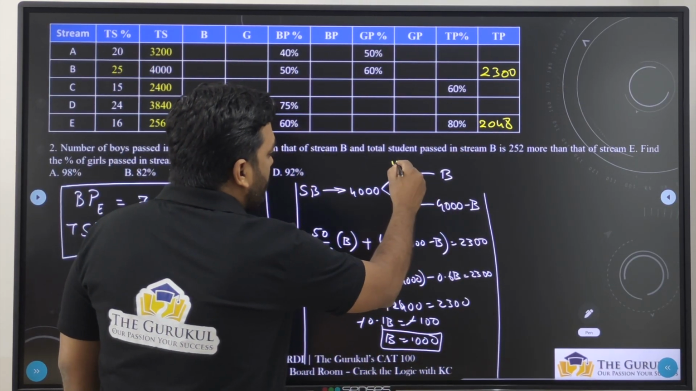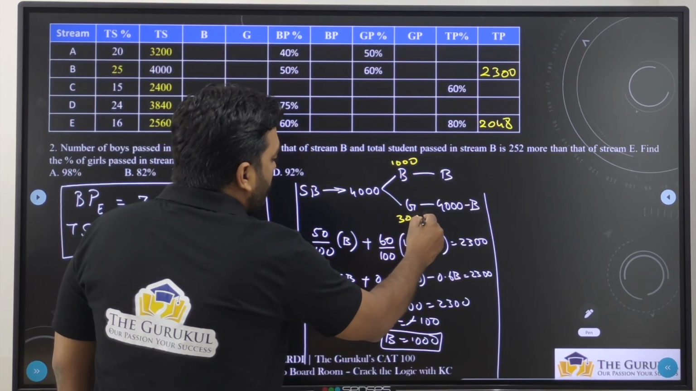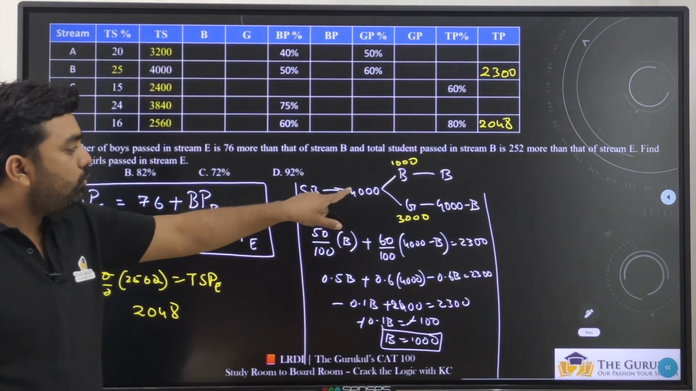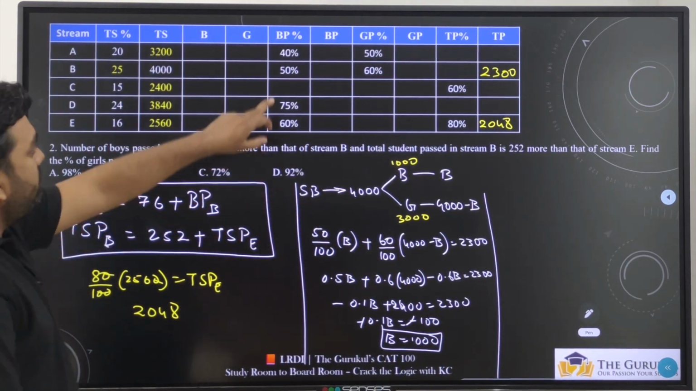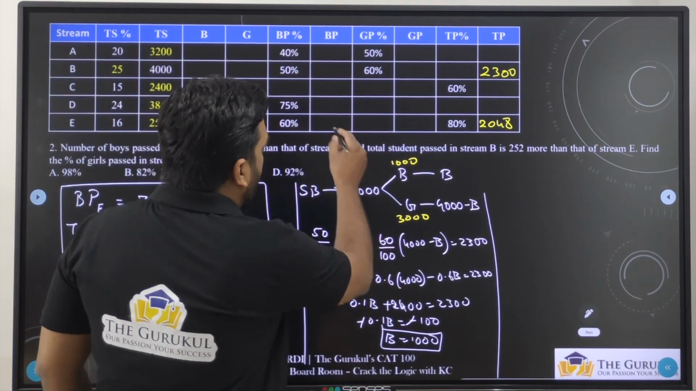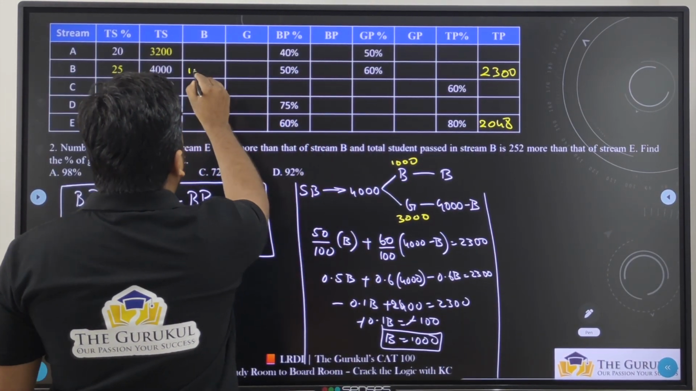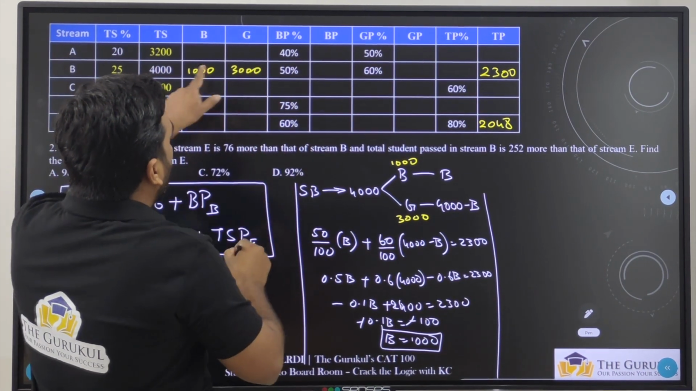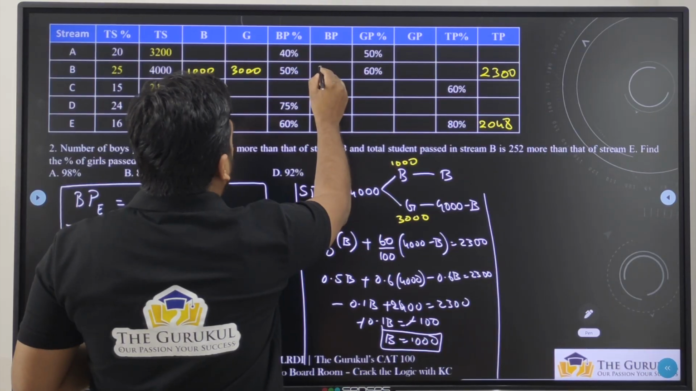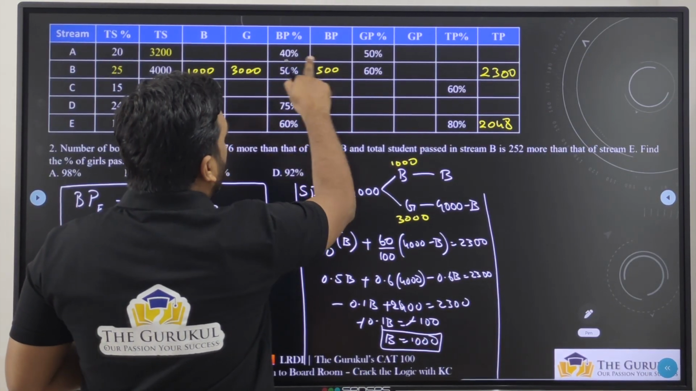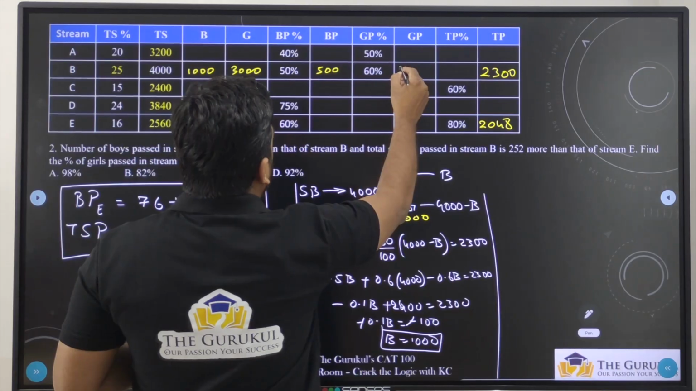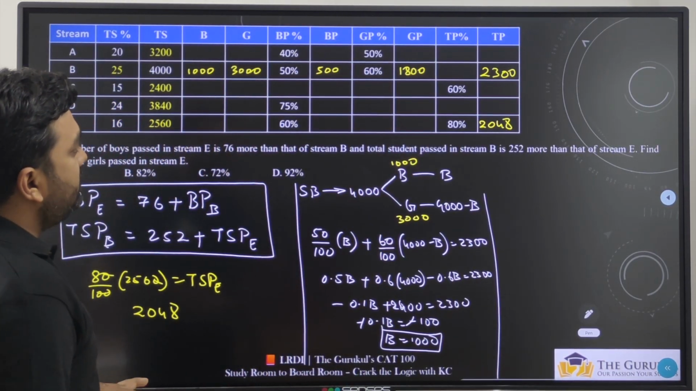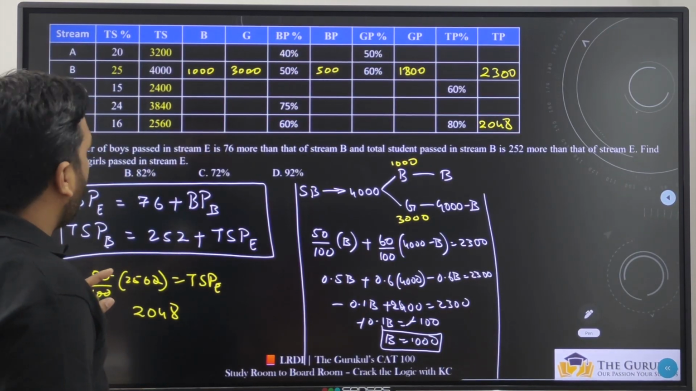If boys are 1000, can I say girls will be 3000? Because total equal to 4000. This is boys in stream B. So here we have total boys 1000 and total girls 3000. Out of 1000, 50% passed. That will be 500. Out of 3000, 60% passed. That is 1800. Clear with this?